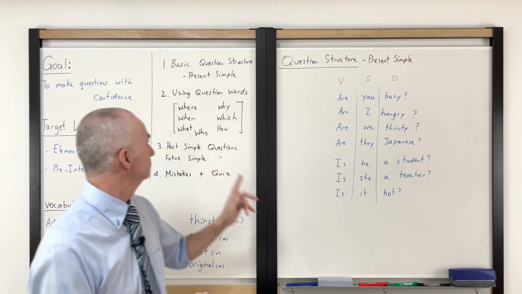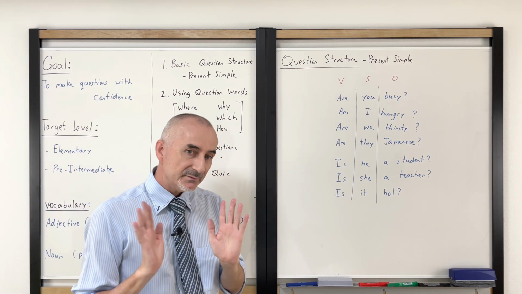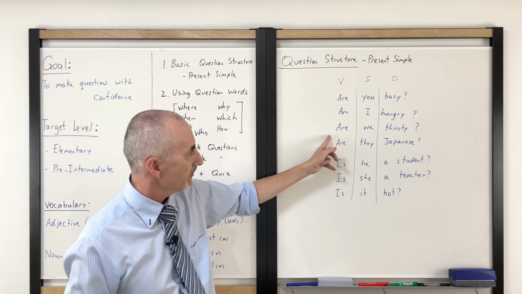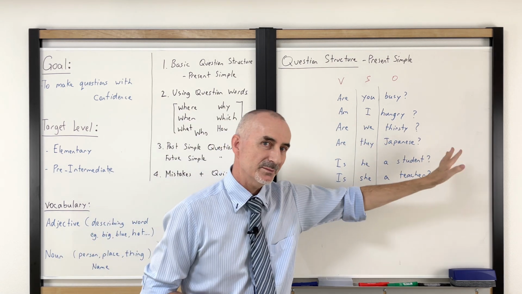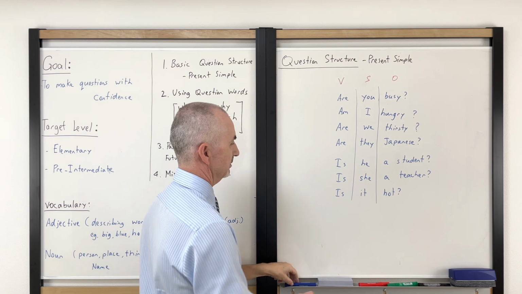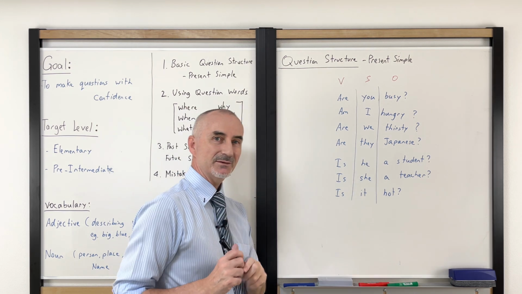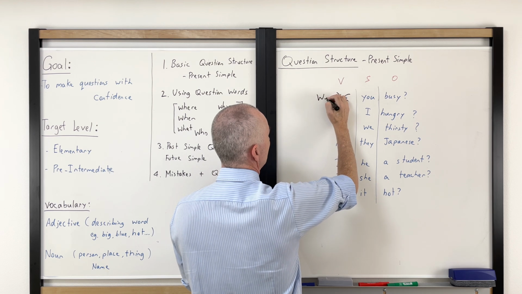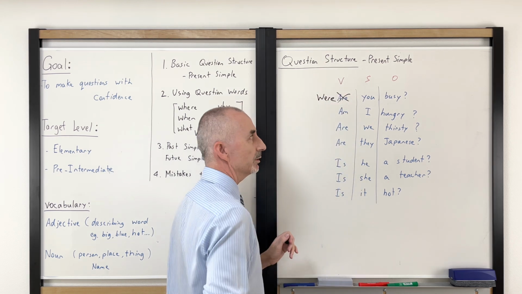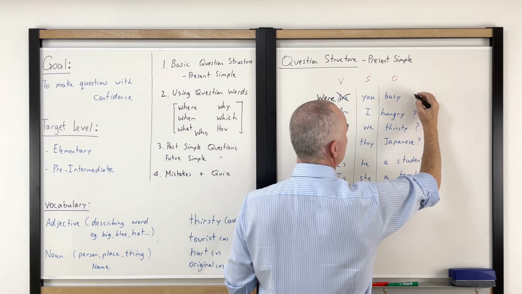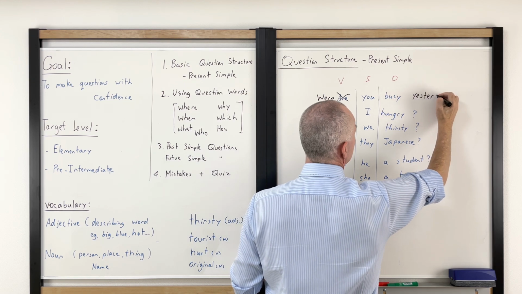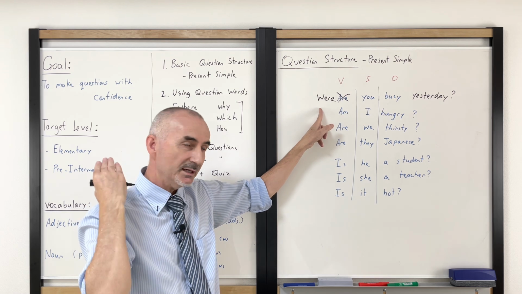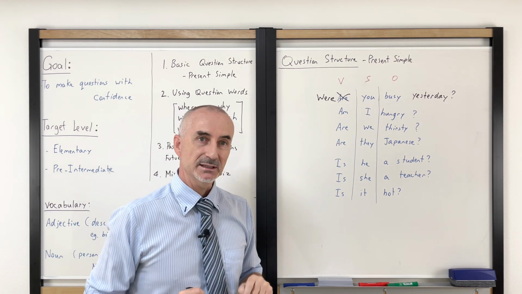Okay, now to change it to past simple, it's very easy. We only have to change the verb. We might need some more information, but we just change the verb. So let's have a look. Are you busy? Let's change it to were. Were you busy? When? Yesterday. We need a past time. So were you busy yesterday?